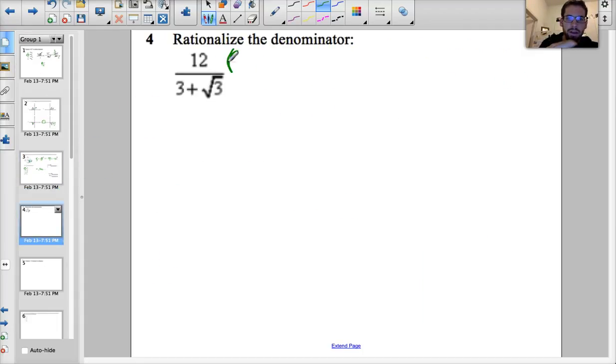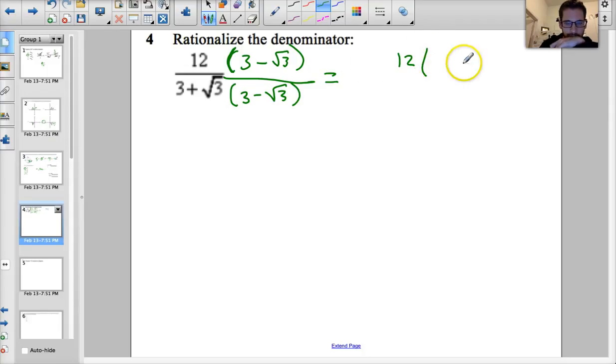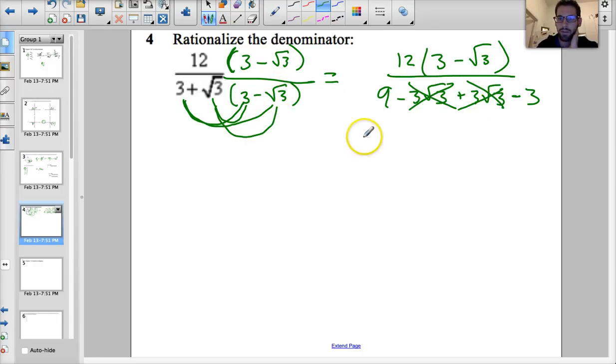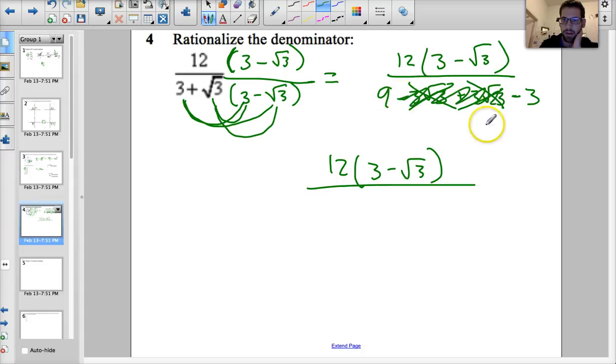Here it's asking me to rationalize the denominator. In order to do that, I need to multiply by the conjugate. So the conjugate is 3 minus radical 3 on top and 3 minus radical 3 on bottom. For the numerator, I'm not even going to bother to distribute it in, because it may save me some work as I'm canceling things. For the denominator, I'm going to be careful. 3 times 3 gives me 9. 3 times negative radical 3 gives me negative 3 radical 3. This would be plus 3 radical 3. And then this would be minus 3, because radical 3 times radical 3 is radical 9, which is 3. The negative and positive 3 radical 3 cancel out, so I get 12 over 9 minus 3, which is 6.